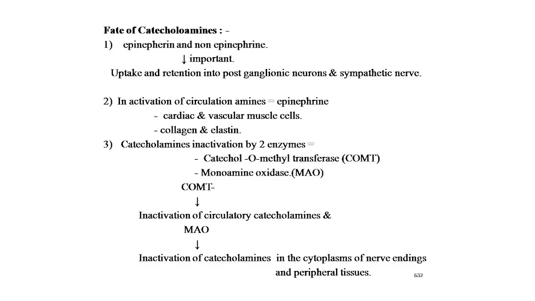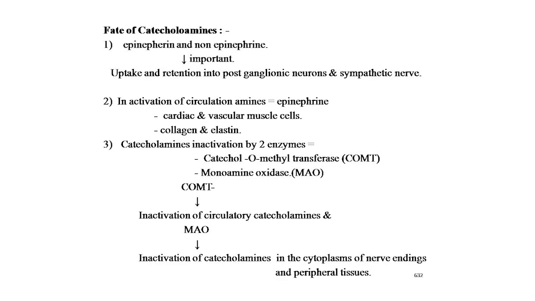Now the fate of the catecholamines: the epinephrine and norepinephrine are important for uptake and retention into the postganglionic neuron and sympathetic nerve. Inactivation of the circulating amines, that is epinephrine, occurs in cardiac and vascular muscle cells and collagen and elastin. Catecholamines are inactivated by two enzymes, that is catechol-O-methyltransferase, COMT, and monoamine oxidase, MAO. COMT means the inactivation of the circulatory catecholamines, and MAO is the inactivation of the catecholamines in the cytoplasm of the nerve ending and peripheral tissues.